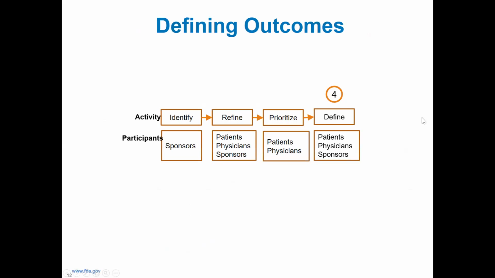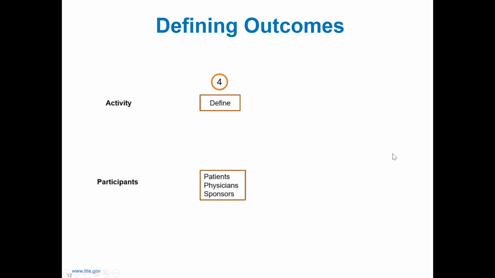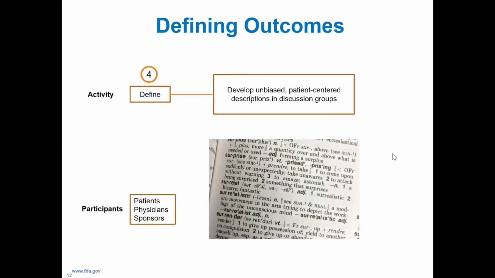Then ultimately, we took that prioritization information and had to work to refine and figure out how we were going to actually define what those attributes meant. So with that, we tried to develop unbiased patient-centered descriptions, and we used a discussion group with the patients as well as our FDA reviewers and physicians and the different project groups to hone in and make sure we were having clear descriptions of what those attributes for both benefits and risks were.